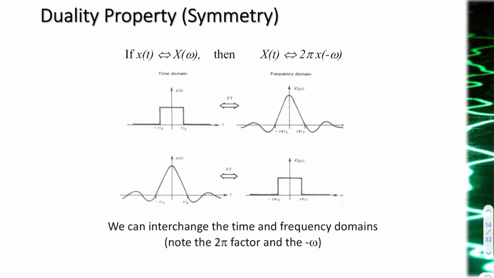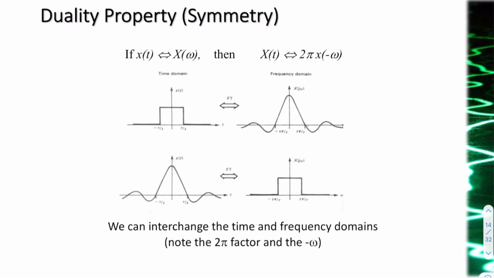So for example, if you have a rectangular pulse in the time domain, its spectrum looks like a sinc function. So if we had a signal in the time domain that was also a sinc function, what would the spectrum look like? Well, using duality, we know it will look like a rectangular pulse. Now, we don't call that a rectangular pulse anymore because it's in the frequency domain. We call this a low-pass filter.